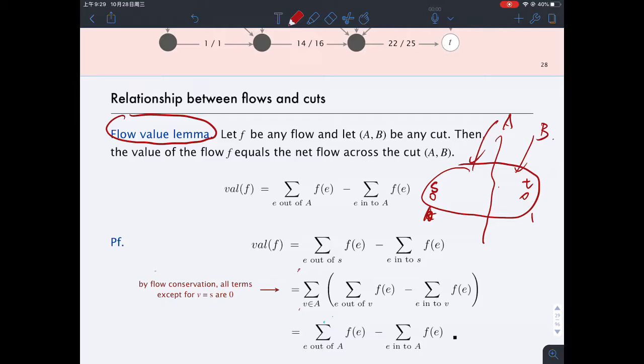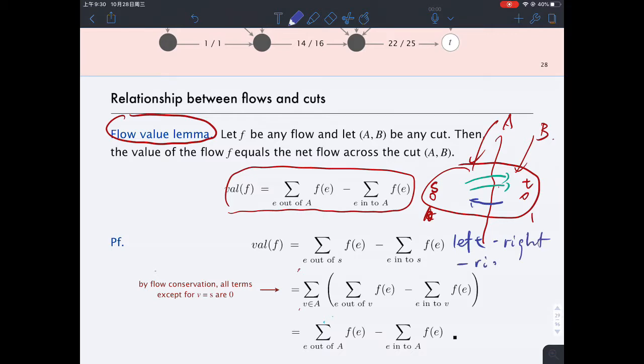Now the flow value lemma says that if I look at two islands, island A and island B, I look at all the flow that is circulating from left to right, and then I also look at all the flow that is circulating from right to left. Then I can claim that the left to right flow minus the right to left flow is exactly the value of the flow, right? So what this is saying is that if I want to count the amount of water or liquid I can push from S to T, I can directly calculate the value of the flow.